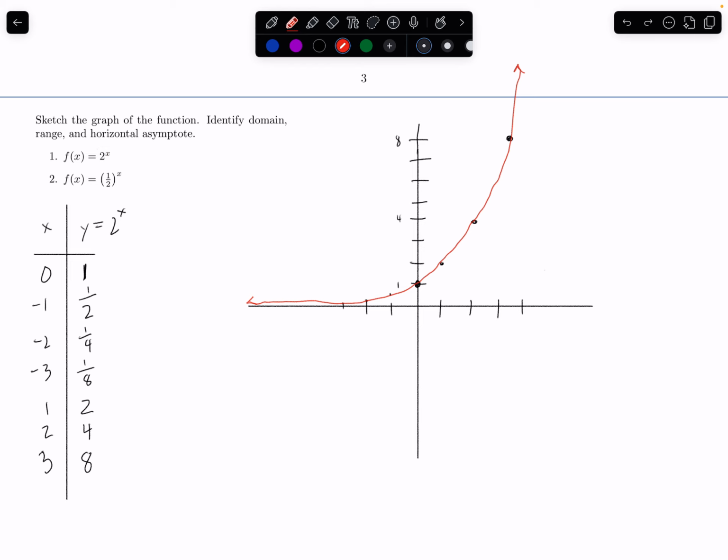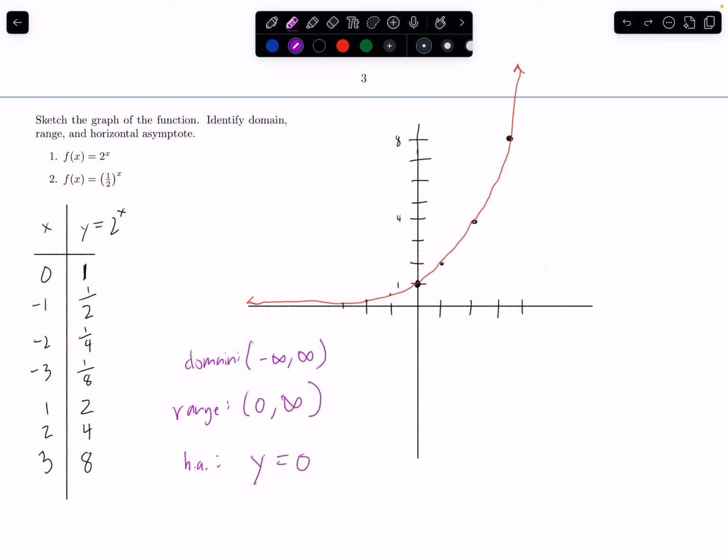Okay, and then it says, identify the domain, range, horizontal asymptote. So let's go ahead and do that for number 1. So the domain is just everything, -infinity to +infinity. The range, it's going to be 0 to infinity. But notice this is a soft bracket because we never actually quite hit 0. And then horizontal asymptote, which we'll abbreviate HA, that's the line y equal to 0. Yeah, this line right here.